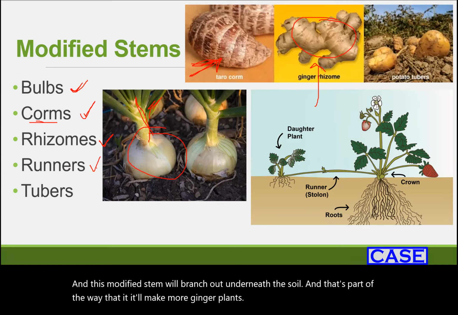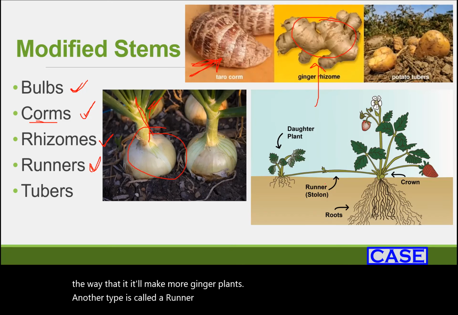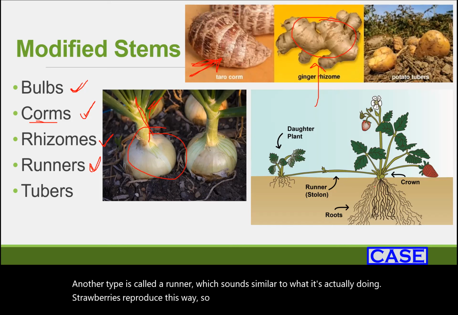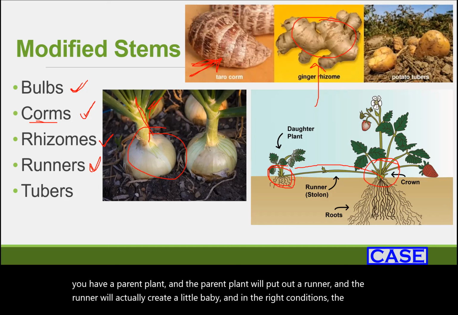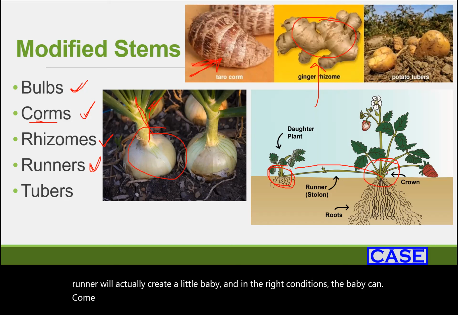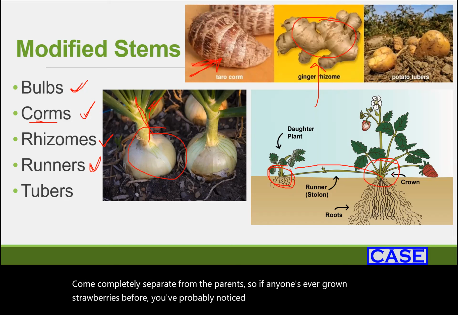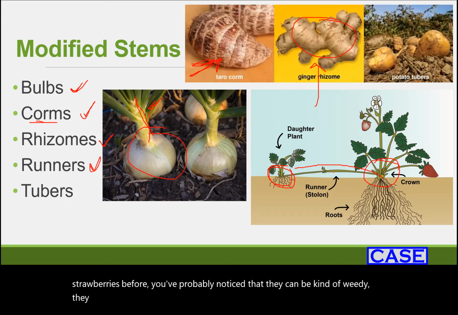Another type is called a runner, which sounds similar to what it's actually doing. Strawberries reproduce this way. So do our spider plants in our classroom. So you have a parent plant, and the parent plant will put out a runner, and the runner will actually create a little baby. And in the right conditions, the baby can become completely separate from the parents. So if anyone's ever grown strawberries before, you've probably noticed that they can be kind of weedy. They can kind of take over if you're not careful because they like to put out these runners.